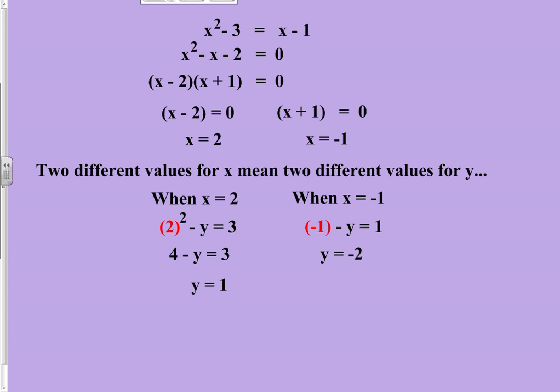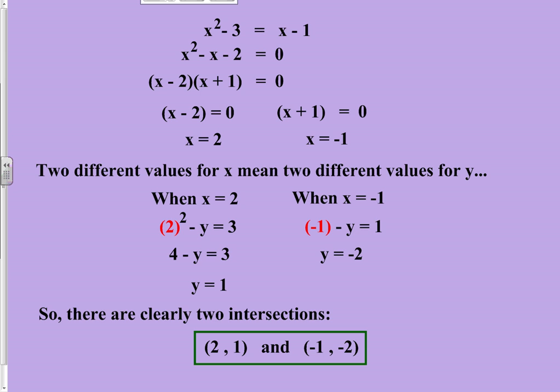Okay, but the end game here is that when x is 2, y is 1, that's an ordered pair. When x is negative 1, y is negative 2, that is also an ordered pair. So we have two different intersections living at those two locations.